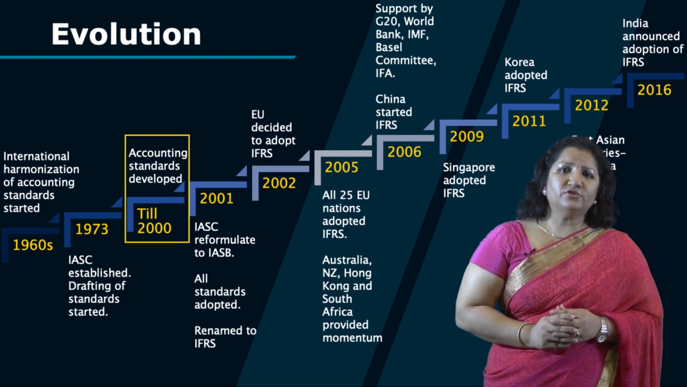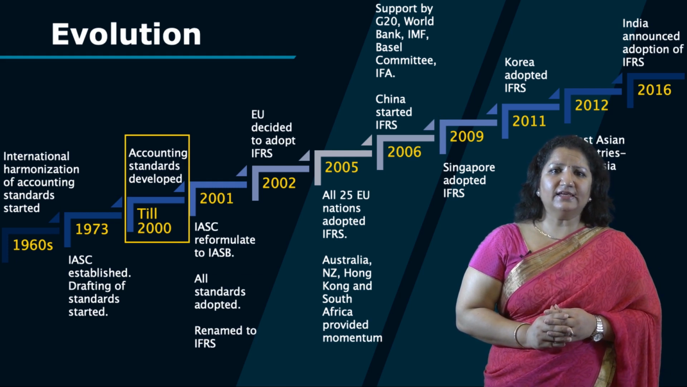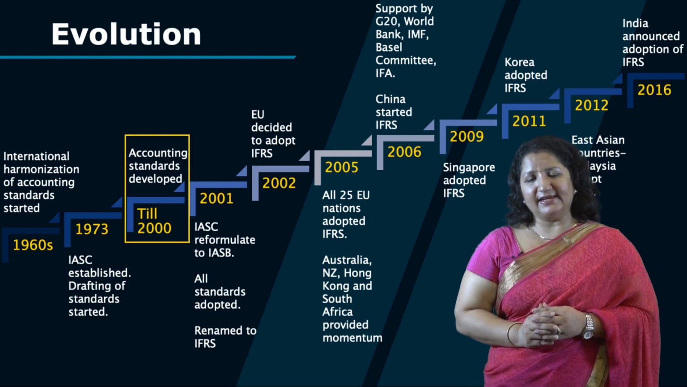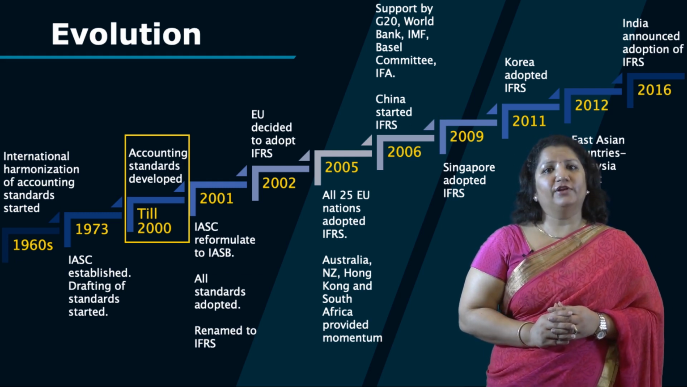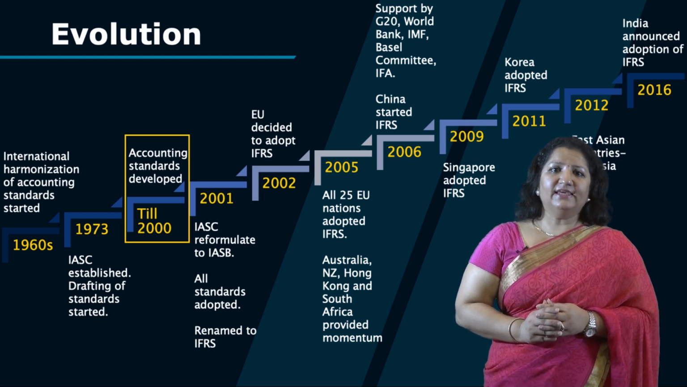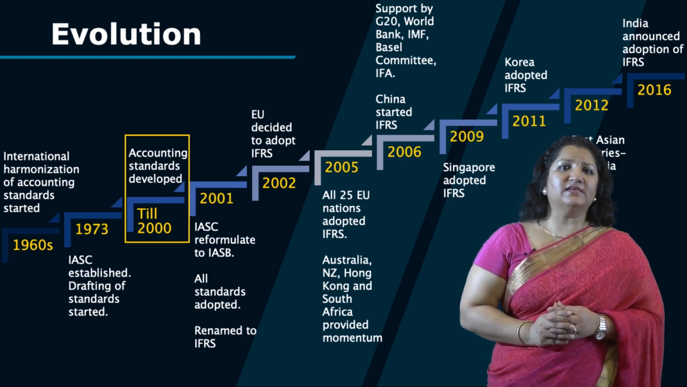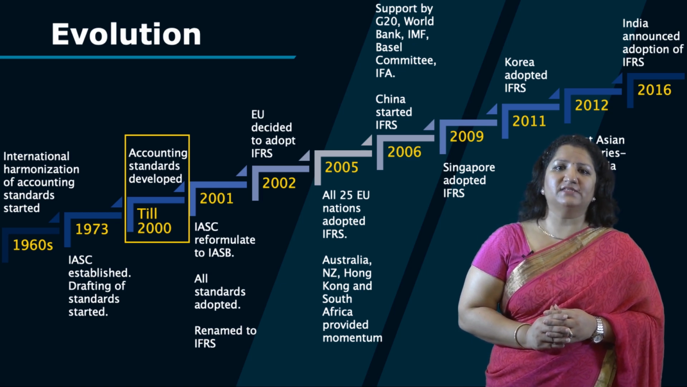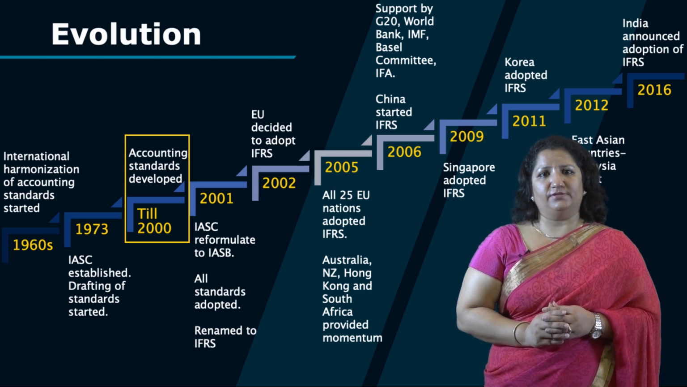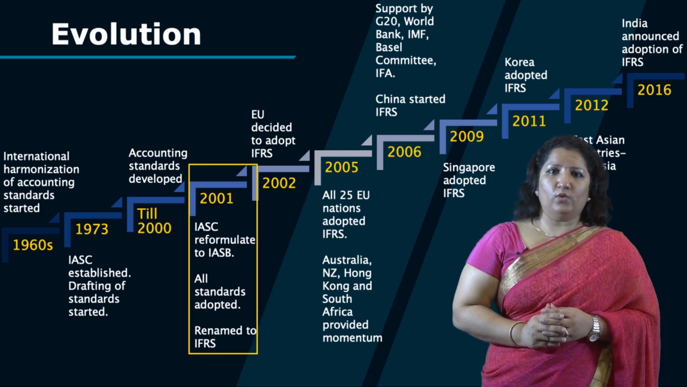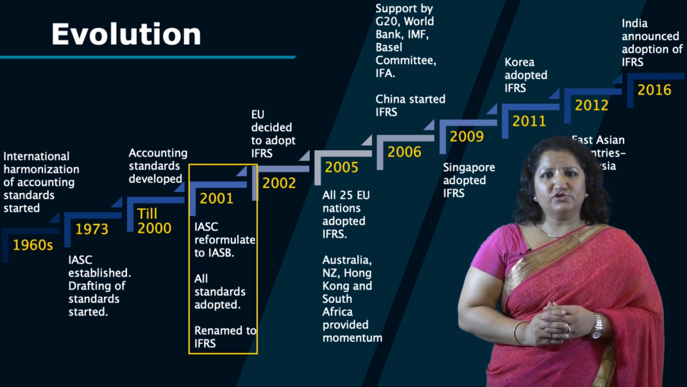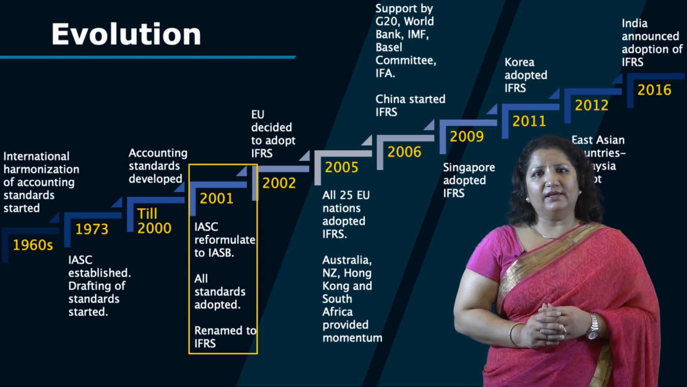Between 1973 and 2000, the IASC developed a comprehensive list of accounting standards and interpretations, a conceptual framework, and various other guidance. However, the ascendancy of IASC as the major global standard setter took place from the beginning of the 21st century. In 2001, the IASC formally restructured into the International Accounting Standards Board (IASB).